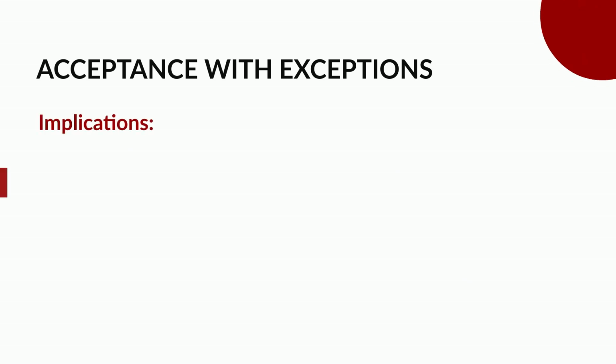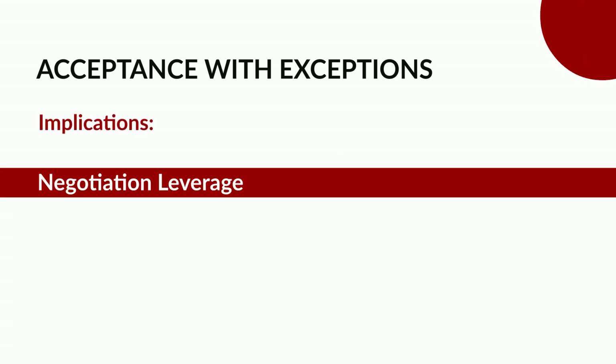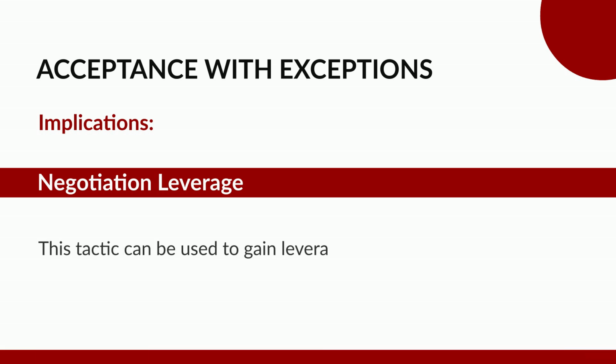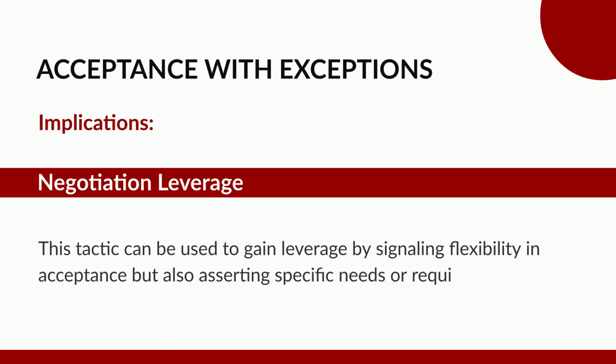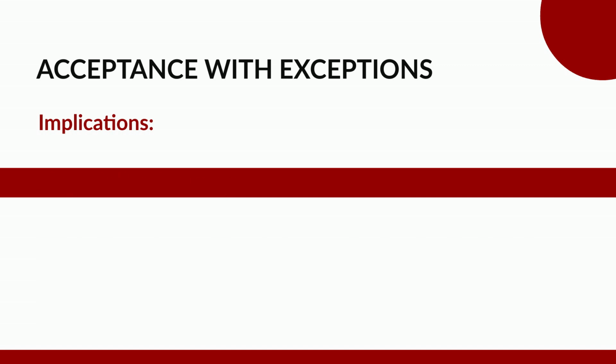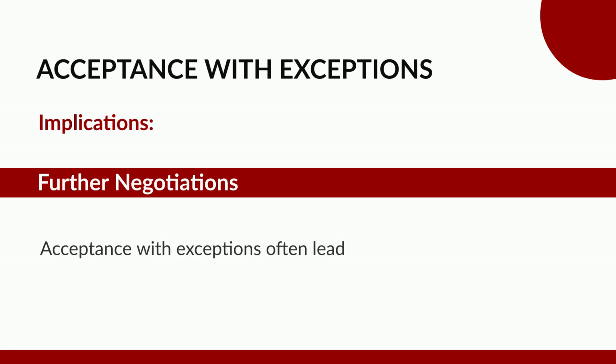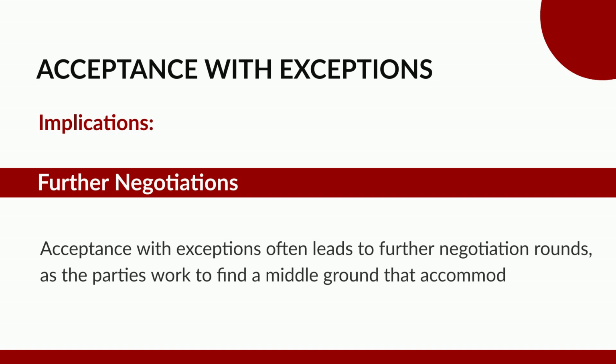Implications. Negotiation leverage. This tactic can be used to gain leverage by signaling flexibility and acceptance but also asserting specific needs or requirements that must be met. Further negotiations. Acceptance with exceptions often leads to further negotiation rounds, as the parties work to find a middle ground that accommodates the added conditions.